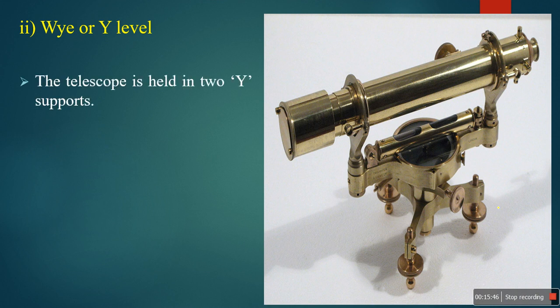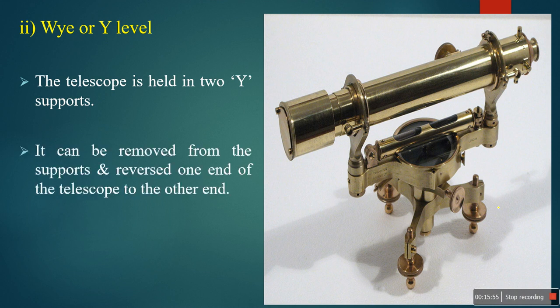As I told, the telescope is held on the two stands, that is the Y-shaped support. The main advantage of this Y level is that the telescope can be easily removed from this support. Then you can keep your telescope in opposite directions. Firstly the eyepiece is here and the objective glass is here. After taking the readings, you can remove the telescope from the stand and keep the eyepiece on this side and the objective glass on this side. This is the main advantage of our Y level instrument.